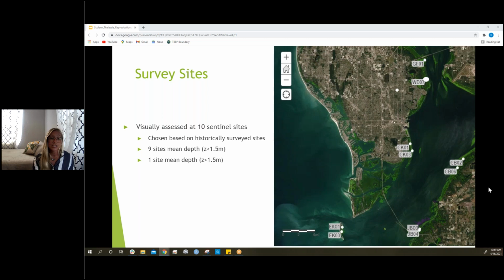So for this study, I surveyed 10 sentinel locations located in 3 of the Bay's subregions. Gandy Flat and Weeden Island are in Old Tampa Bay. Coquina Key and Cockroach Bay sites are located in Middle Tampa Bay. And then Joe Bay and Egmont Key sites are located in Lower Tampa Bay. For reference, Cockroach Bay sites are adjacent to the Little Manatee River. These sites were chosen based on historically surveyed sites back in the 1970s and the 1980s.